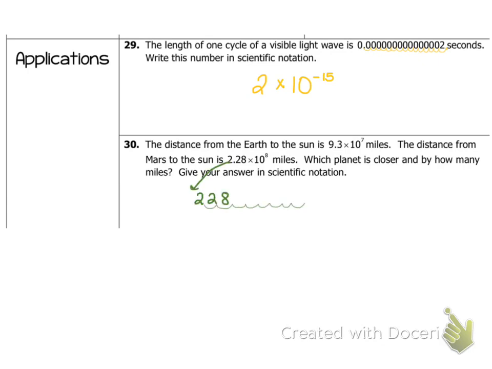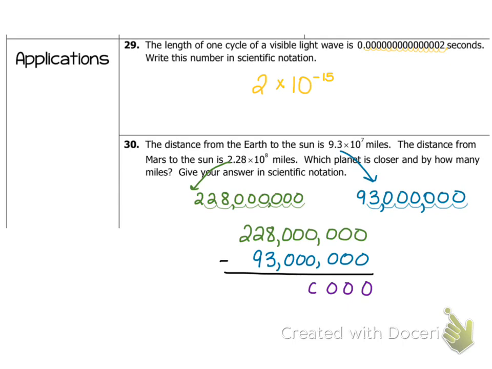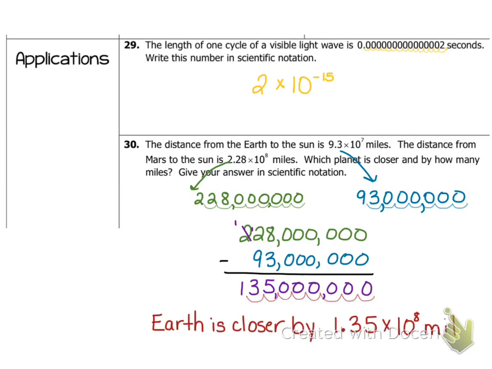So if we write them both in standard form, the distance between Mars and the Sun is 228 million miles, and from Earth to the Sun is 93 million miles. So if we subtract those two, we get 135 million miles. So Earth is closer by 135 million miles, or they wanted it in scientific notation, 1.35 times 10 to the 8th miles. Great job.